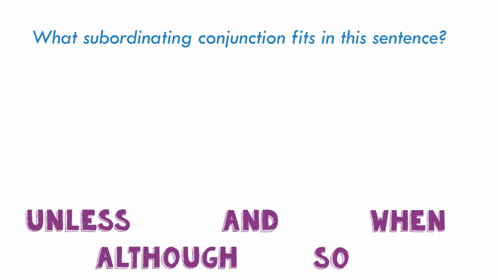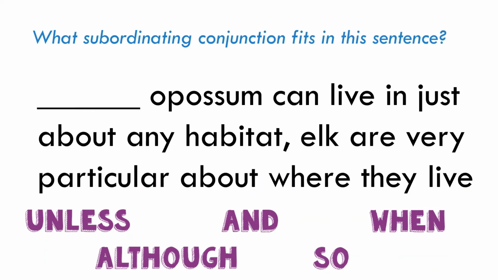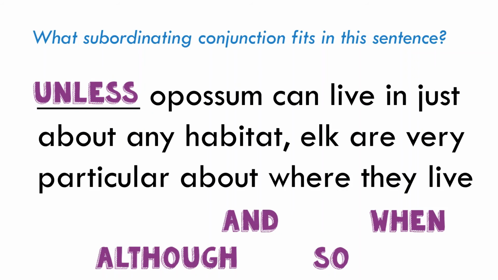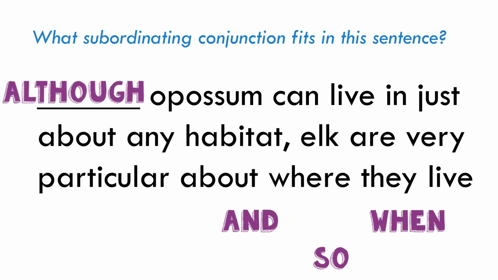What subordinating conjunction fits in this sentence? Blank, a possum can live in just about any habitat. Elk are very particular about where they live. So we know that we are contrasting a possum with elk. We're seeing what the differences are. So we can try unless. Unless a possum can live in just about any habitat, elk are very particular about where they live. That one doesn't make sense. It's not comparing them. Although a possum can live in just about any habitat, elk are very particular about where they live. This one works. It's comparing a possum to elk.